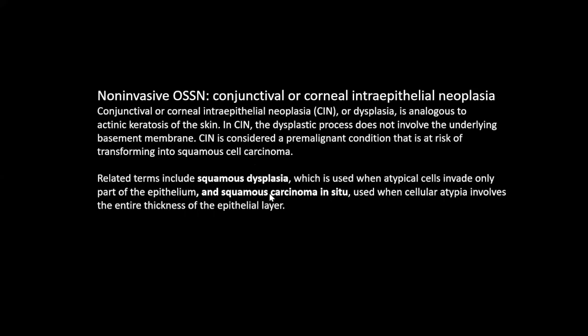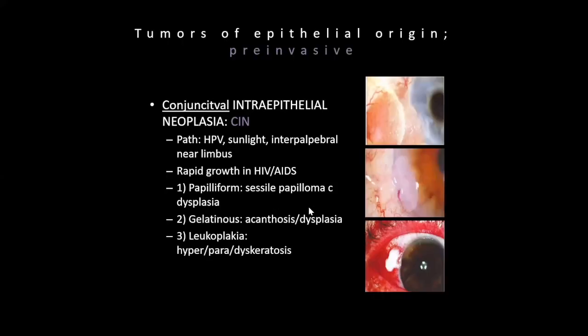So the non-invasive or pre-malignant ones, we have the corneal and the conjunctival ones, and we need histopathology to differentiate between them. This shows the conjunctival CIN. It tends to be associated with HPV infection and exposure to sunlight. It occurs in the interpalpebral area near the limbus. It has rapid growth in people who have HIV/AIDS. So we have clinical forms: the papilliform type, the gelatinous type, and then the third type is the leukoplakic type, as you can see in all these pictures.